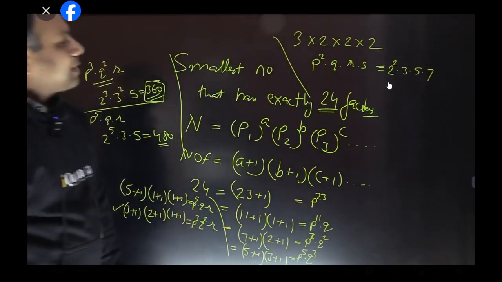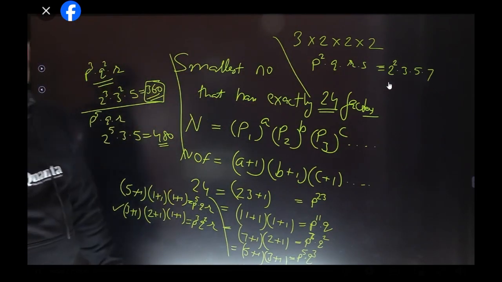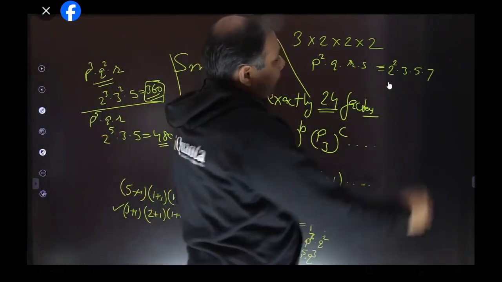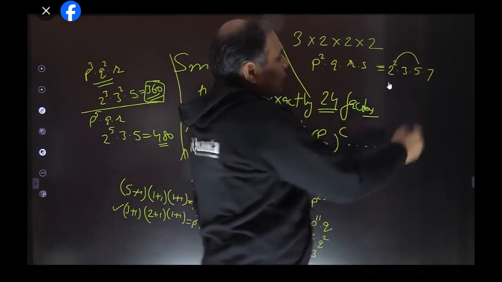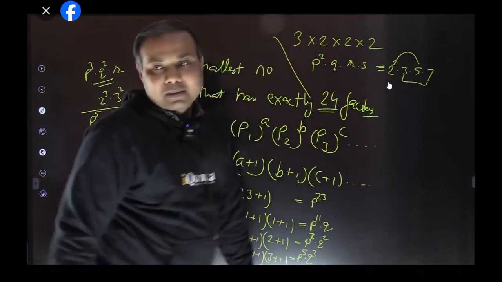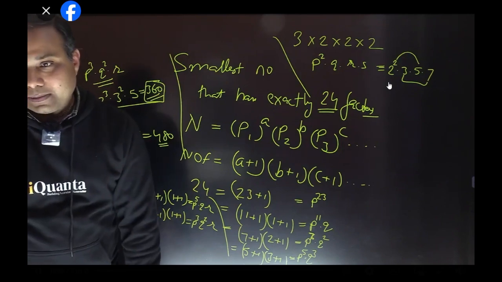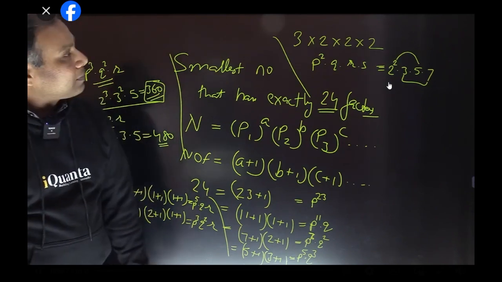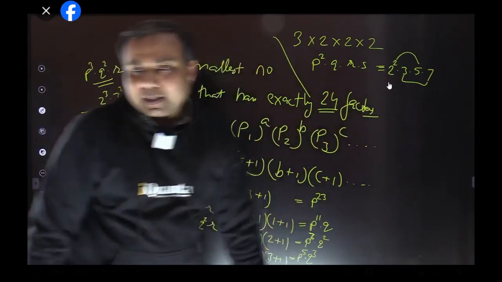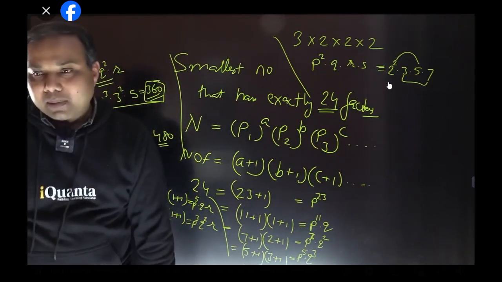Now let's just check whether it satisfies. Is it smaller than 360 or not? So this value will come out to be how much? 2 square is 4, 4 into 5 is 20, 20 into 21. That is a larger number. Right? This is 21 into 20, that is 420. That's a larger number. So 360 should be the smallest number here.